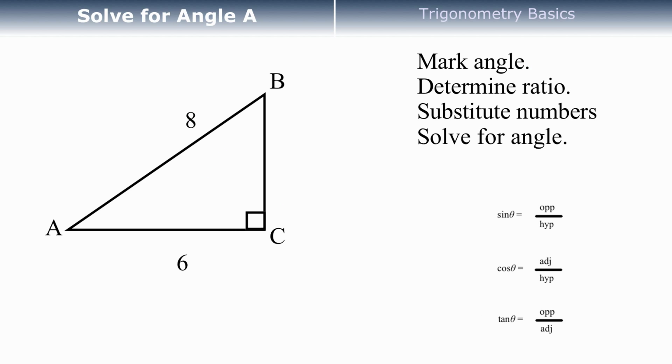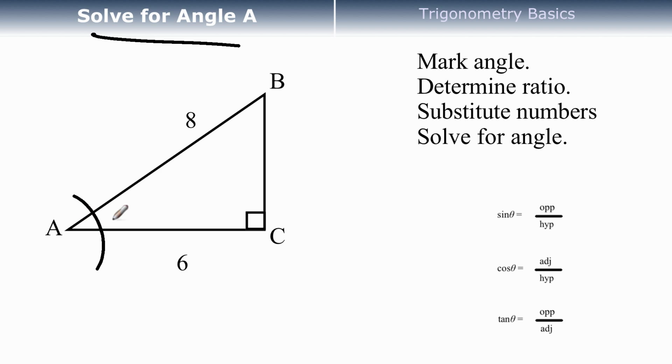Okay, so let's try some questions where I have to use those ratios and angles to figure out a question. So here I have a question where it says solve for angle A. Here's angle A right there. And they only give me those 2 sides. I could figure out the third side if I want with Pythagoras, but really to solve for any angle, I just need 2 of the sides. And I have 2 of them already.